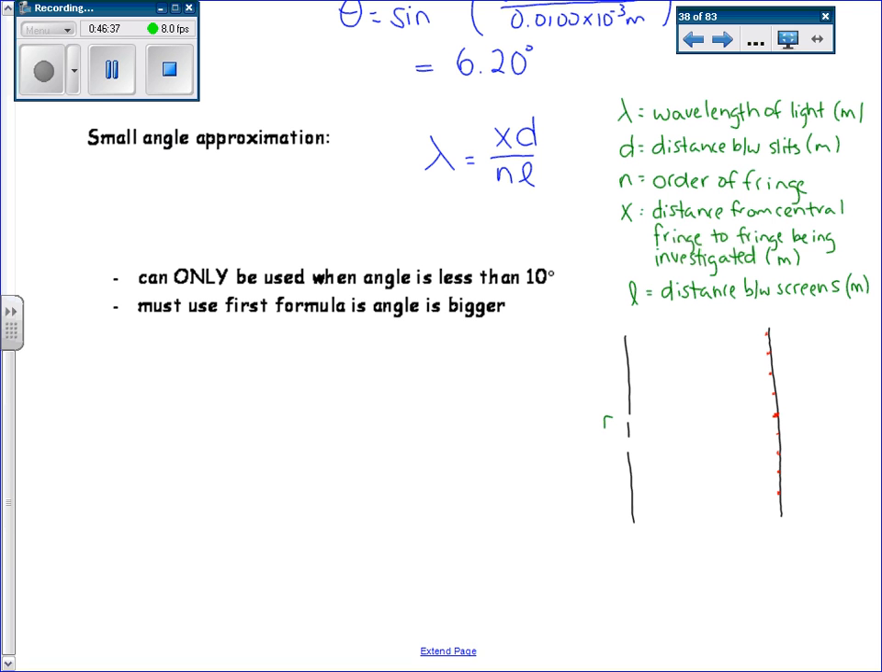So D is still the distance between the slits. L now is the distance between the 2 screens. So from the screen with the slits to the screen that you're viewing the pattern on, that's L. And we can still, like if this is 0, 1, 2, 3, 4, that's supposed to be a 1.